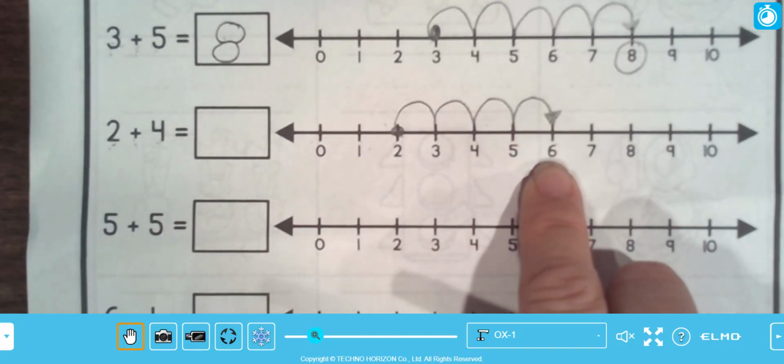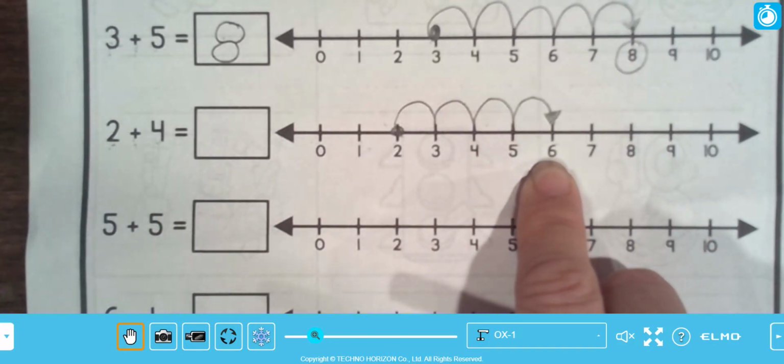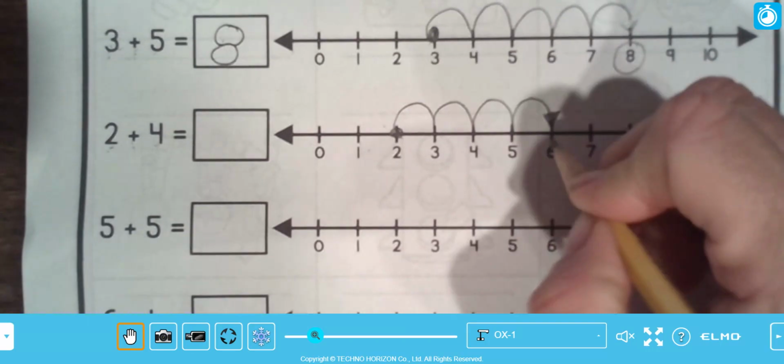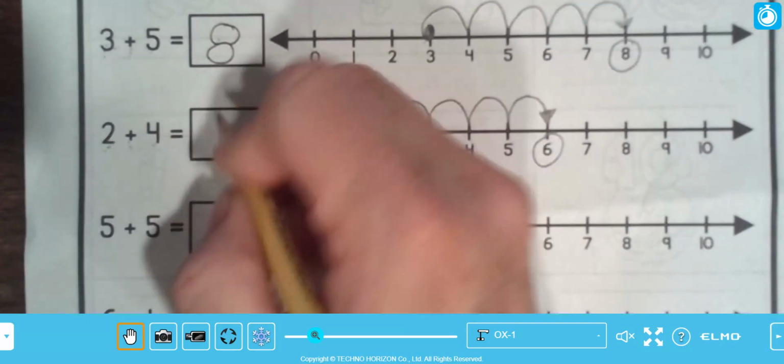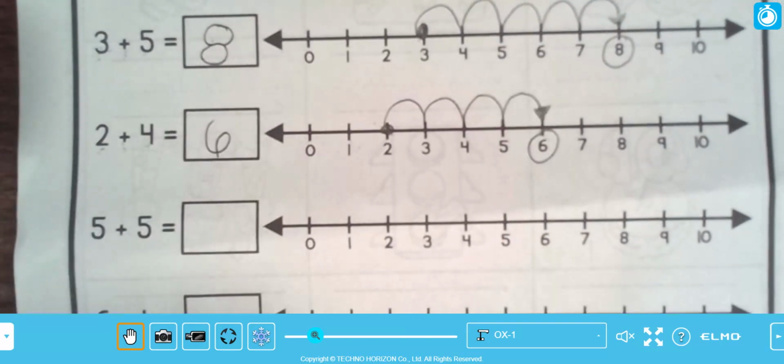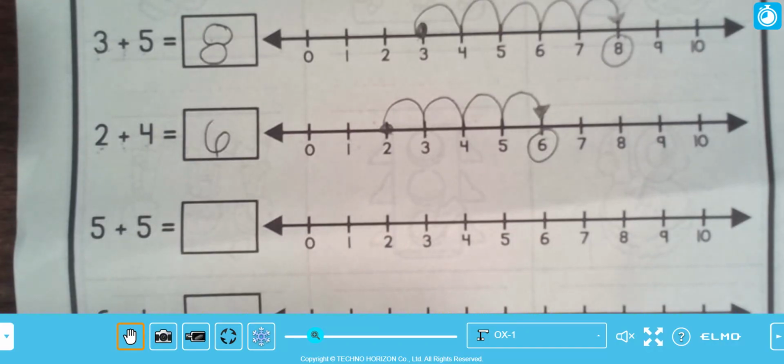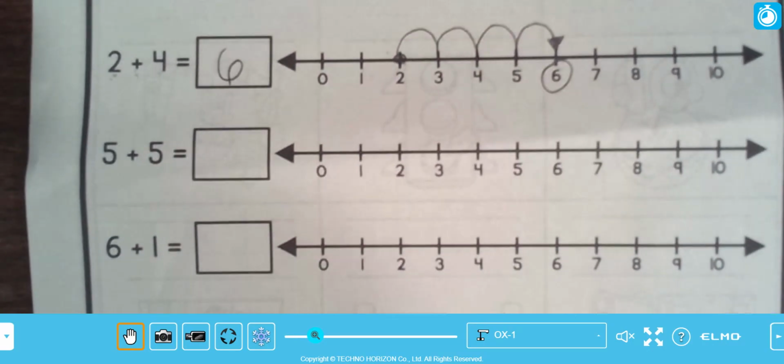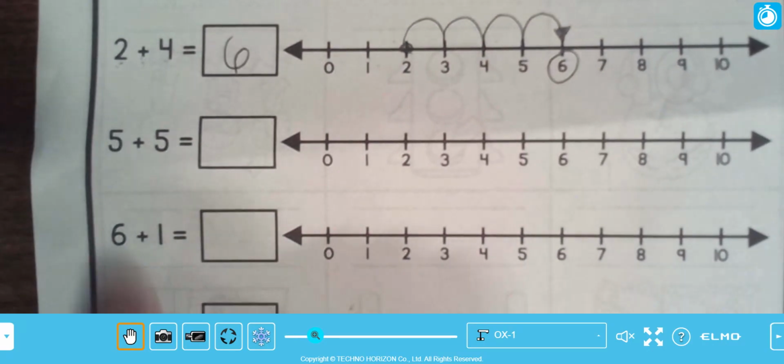So what was my sum? Yeah, it was 6, right? So I'm going to circle that 6 and write it here. Go ahead and do that. All right, this is getting pretty easy, right? Okay, let's go to the next one.